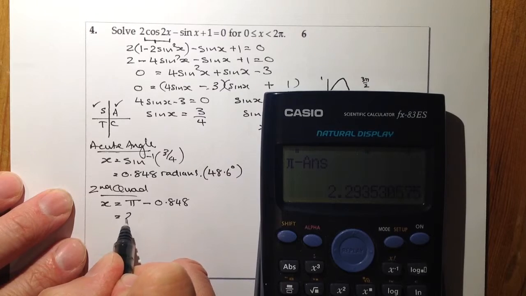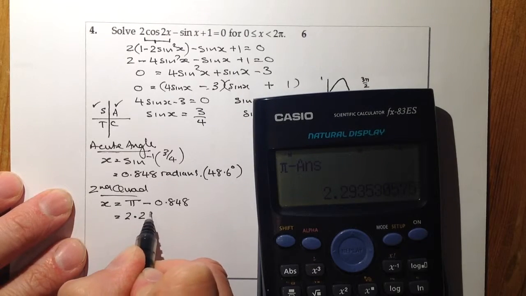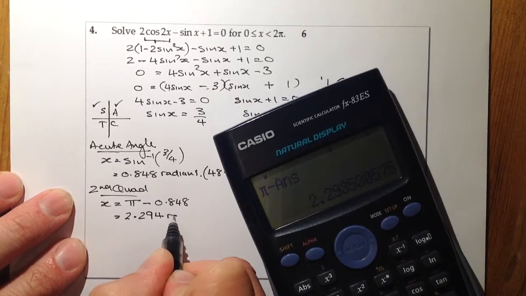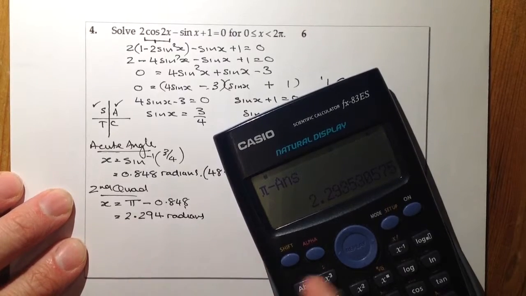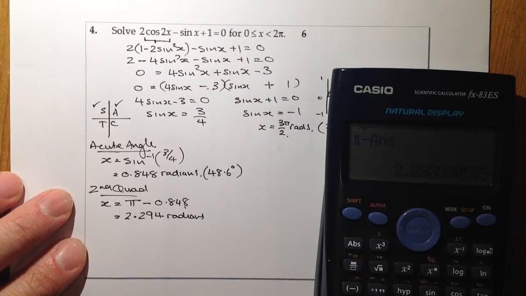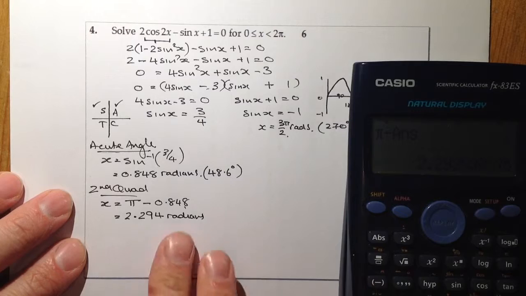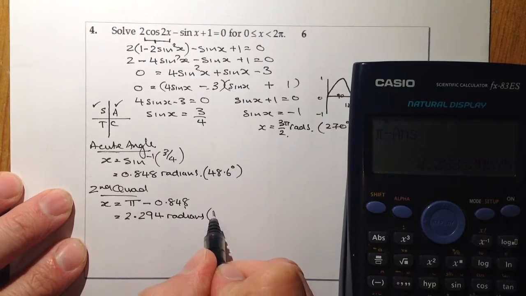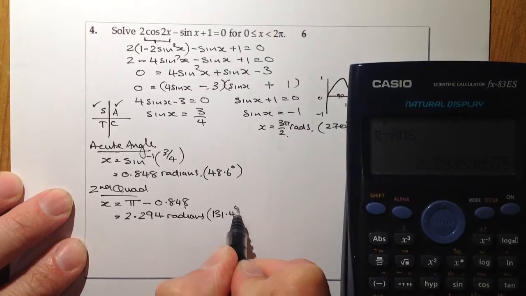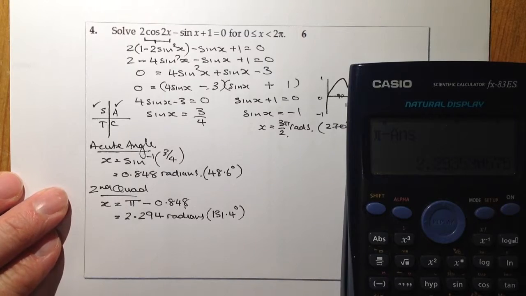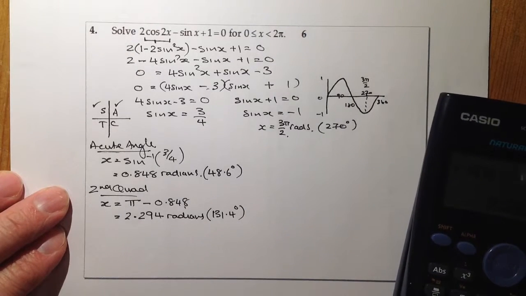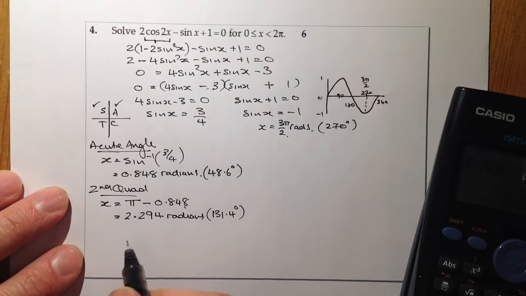So that's going to be 2.294, and that's radians, and they're all to 3 decimal places. So if that was in degrees that you're working this one, this would be 131.4 degrees if you do that and then convert. Okay, so the only thing left for me to do is just to state the solutions.